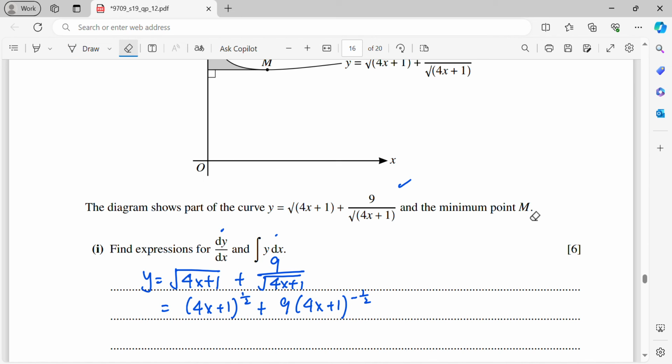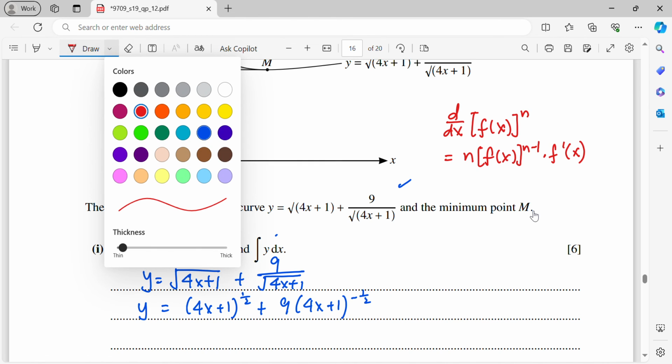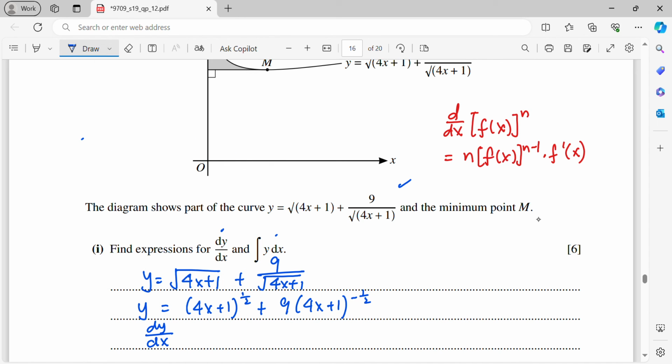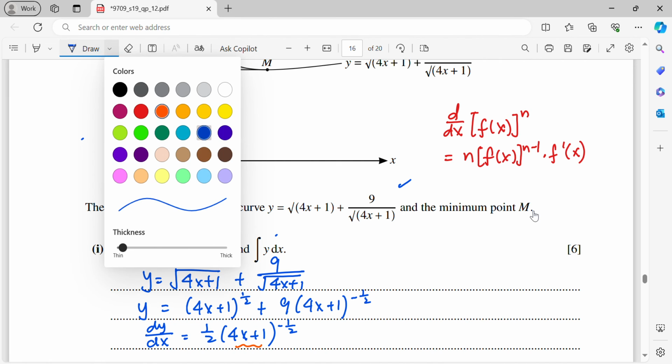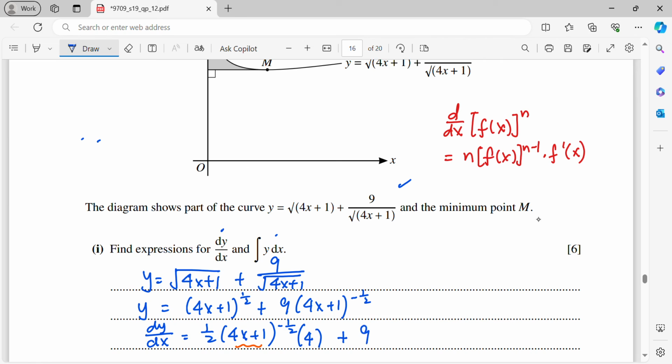And now I need to get differentiation, the dy/dx. So our formula is d/dx of [f(x)]^n, that is n times [f(x)]^(n minus 1), then you differentiate f(x), that is f prime x. So which means my dy/dx, I have to move down the half, rewrite the function. The degree instead of half, now you minus 1, that is minus half. And then don't forget to differentiate the function inside the bracket, so you will be getting 4. Then plus 9, bring down the negative half. Then 4x plus 1, so negative half minus 1 will be negative 3 over 2. And then differentiate the bracket, that is 4.